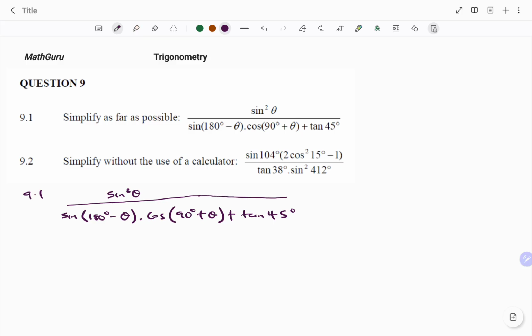I'm going to extend my fraction by a sine. I'm going to start by simplifying the denominator. So I leave the numerator as it is, that's sine squared of theta.